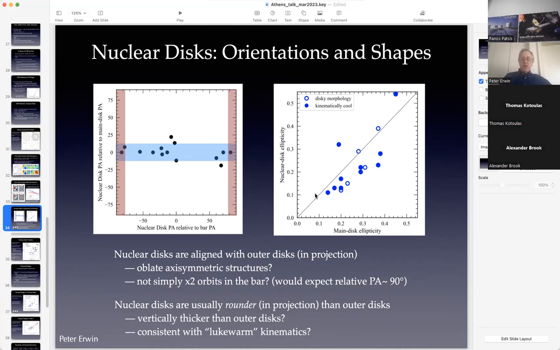In fact, although there are some that are close to it, on average, they tend to be a bit below this line. This means that they are, in projection, a bit rounder, which suggests they may be vertically thicker than the main disk in the galaxy.